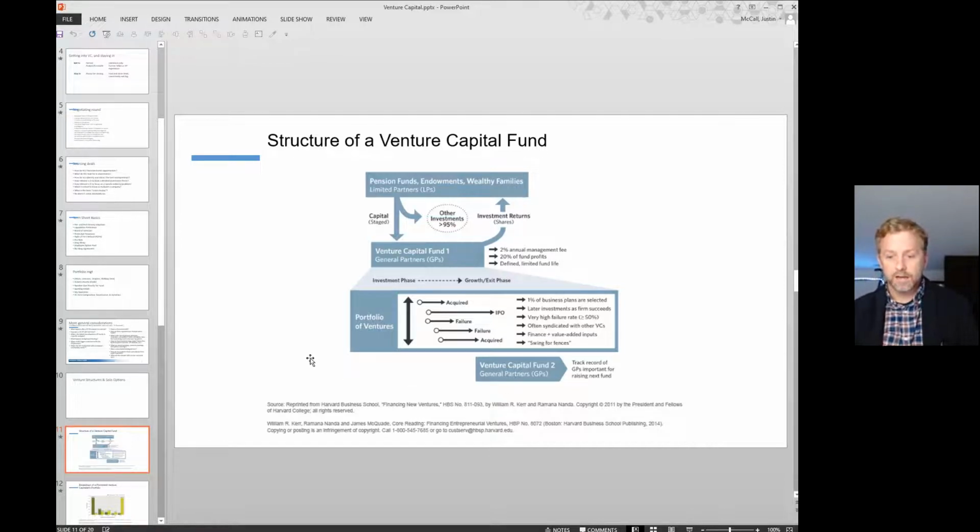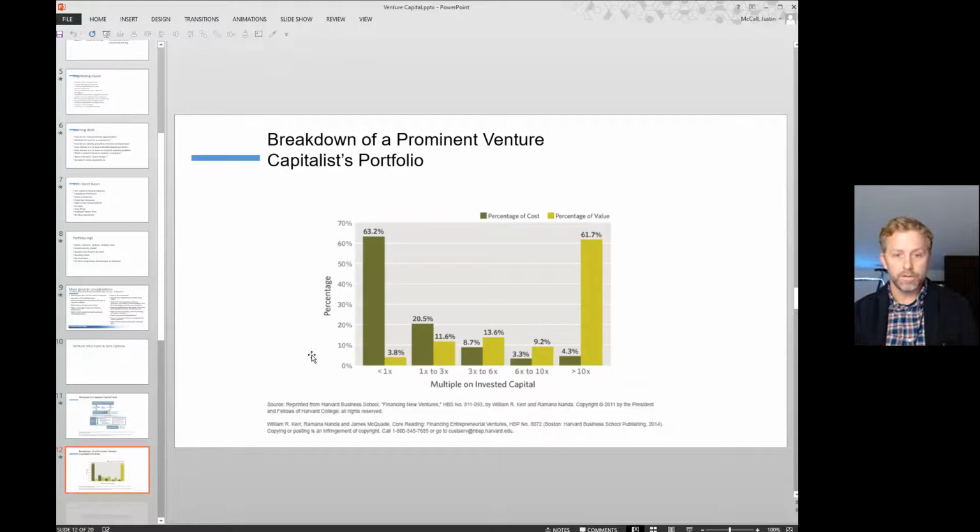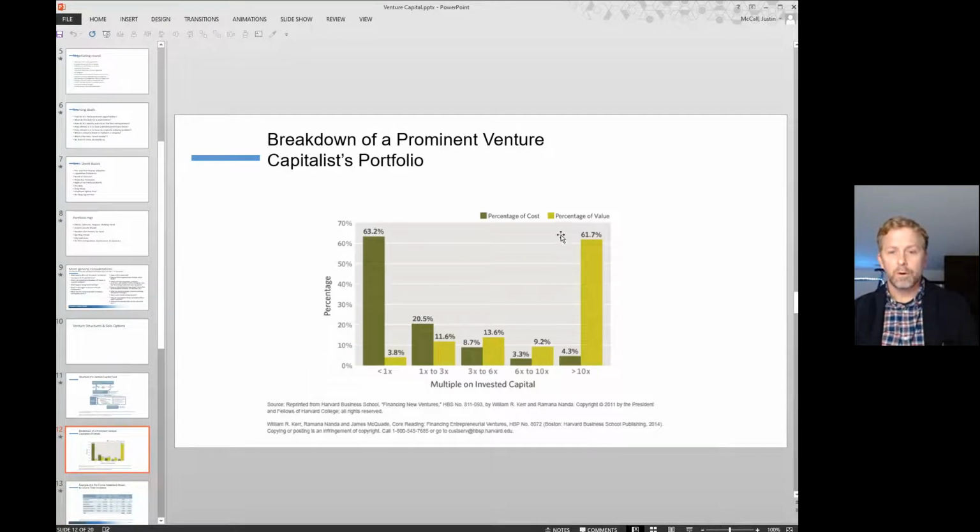Okay, so that's pretty much that on this slide. Let's go to the next one. So let's look at how that typical portfolio kind of looks. So look at here, the dark green is percentage of cost and the light green is percentage of value.